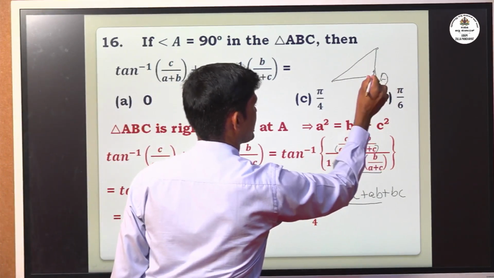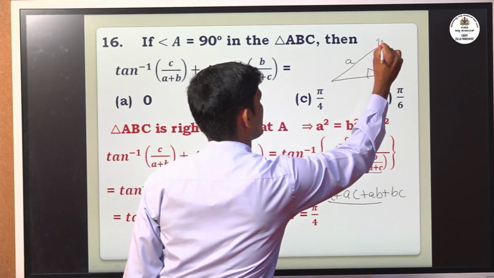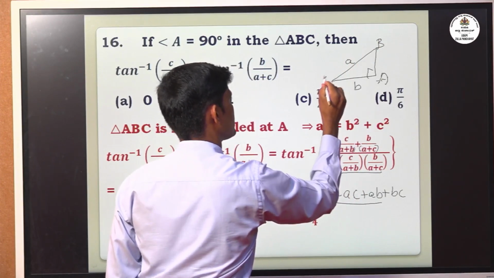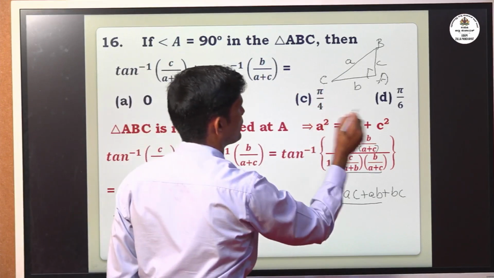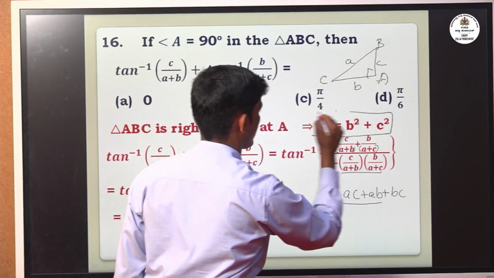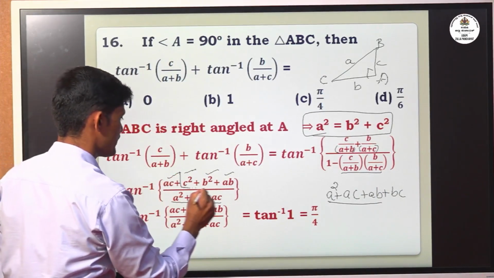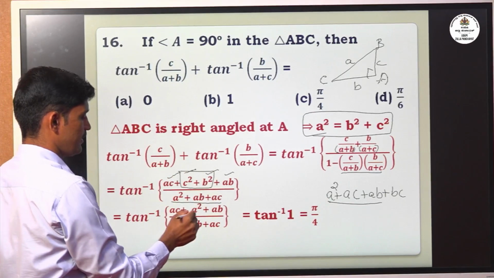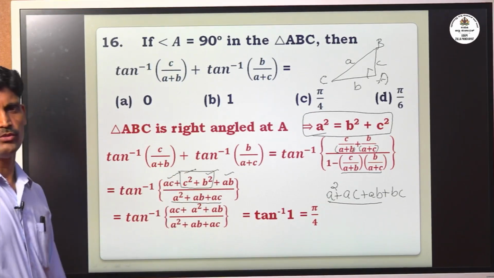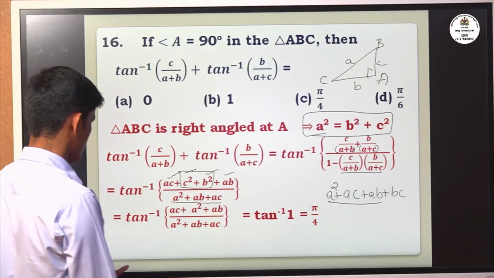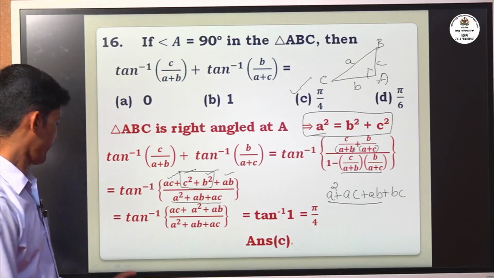Here angle A is 90 degrees, so the side opposite to angle A is denoted as small a, the side opposite to angle B is denoted as small b, and the side opposite to angle C is denoted as small c, always. By the Pythagoras theorem, b square plus c square is equal to a square. So replace b square plus c square with a square; the numerator and denominator are the same, therefore it is tan inverse of 1, which is equal to pi by 4. That is answer C. C is the right answer.